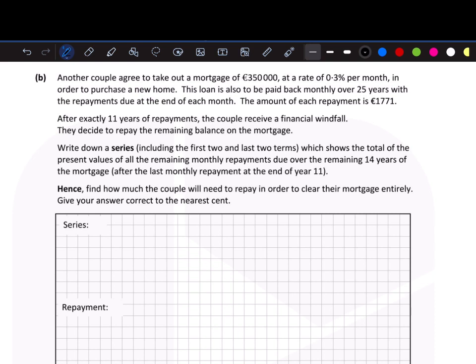So for the first two terms, we're going to have the amount they're repaying divided by the interest rate. Here we have an interest rate of 0.3%, sorry, so that's all going to be over 1.003. And then it's also going to be the same thing, because it's compounding interest, squared, plus, and then all the way up to the final repayments.